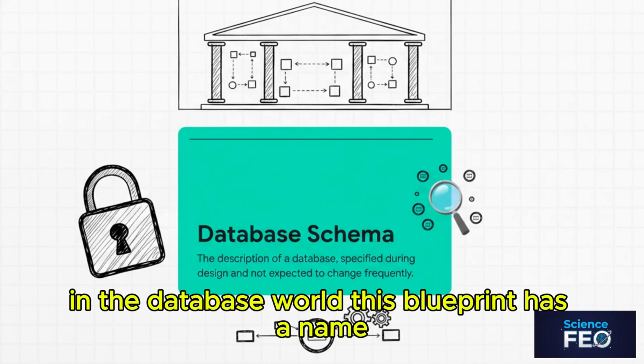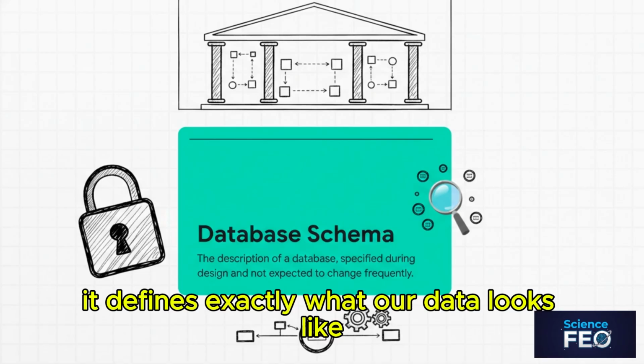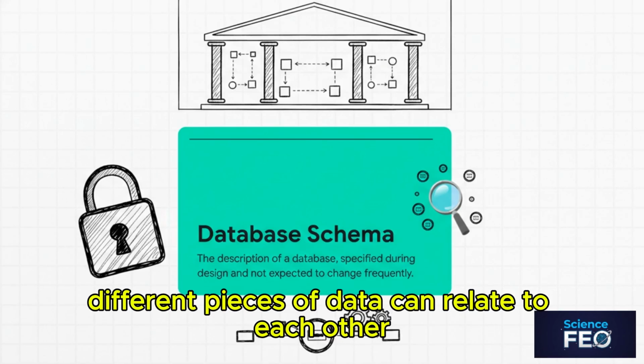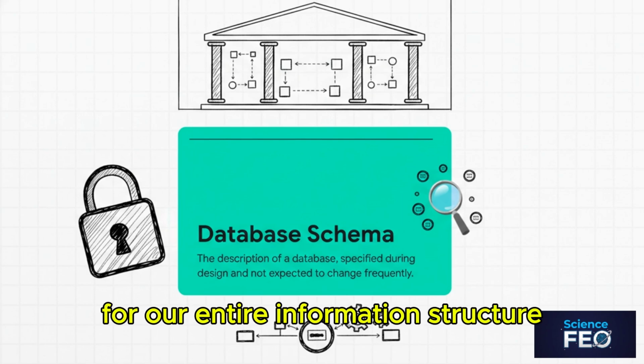In the database world, this blueprint has a name. It's called a schema. Think of it as the set of rules. It defines exactly what our data looks like, what it all means, and how different pieces of data can relate to each other. It's the architectural plan for our entire information structure.